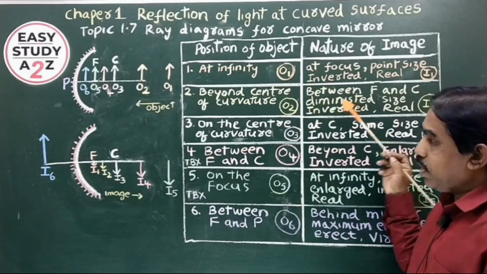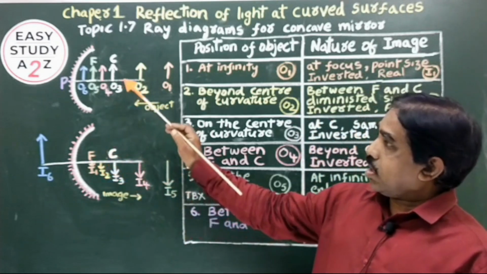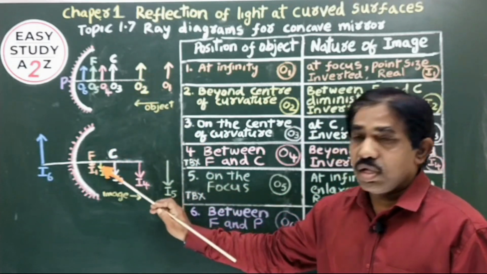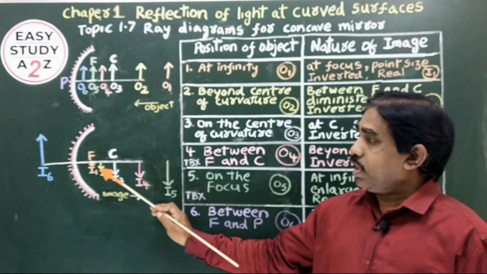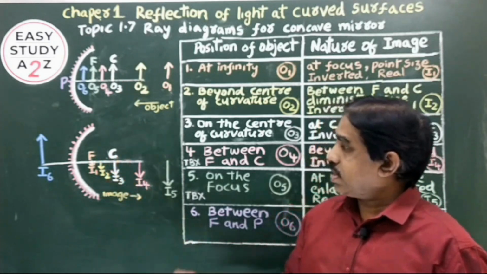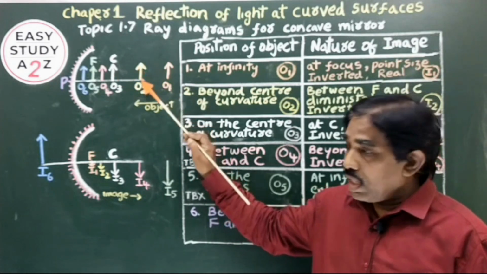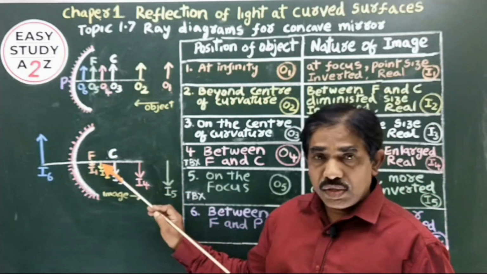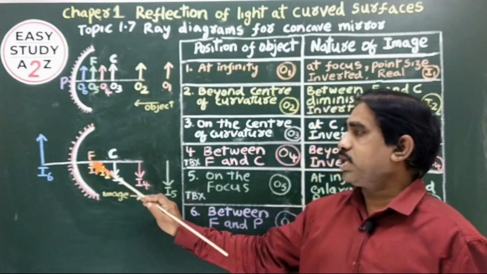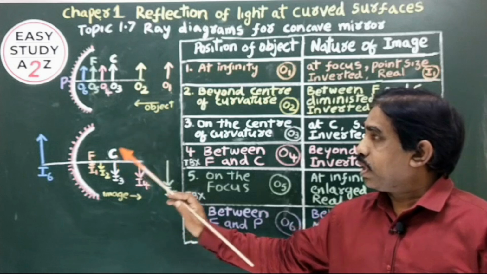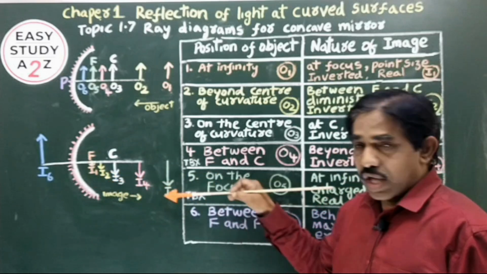Now here it is diminished. Diminished means the image size is less than the object size, so it is reduced. So this image will be between the focus and the center. Here I will repeat: when the object is kept beyond the center of curvature, we get an inverted, real, and diminished image between the focus and the center of curvature. See here, as the object moves towards the mirror, the image moves in this direction.